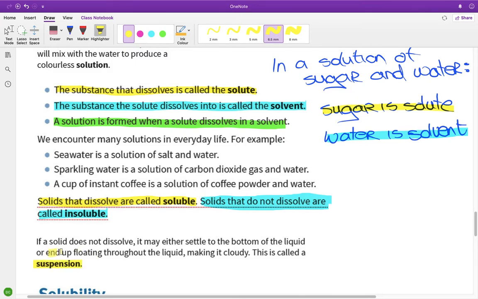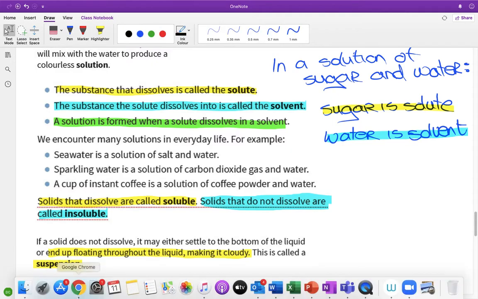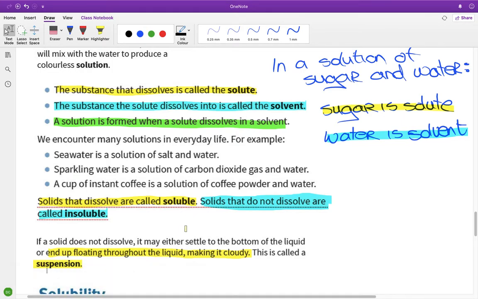So a suspension is when the solid floats throughout the liquid and makes it cloudy. It doesn't actually dissolve in it, it just makes it dirty almost, as in my example of soil. Even if you put soil in, it would probably be a mixture of both, because big heavy particles of soil would go to the bottom like the rocks, and the lighter particles would just cause the suspension to happen.